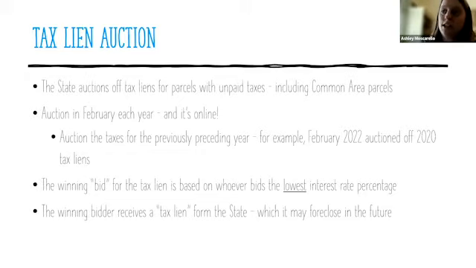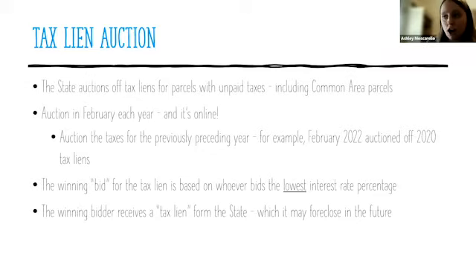And how it works is that they auction the taxes for the previously preceding year. So this February 2022, they auctioned off the 2020 tax liens for taxes that went unpaid in 2020. The reason that they didn't do 2021 is because the second half of the taxes are still owed, and like I mentioned, they won't be delinquent until May 1st of this year for 2021. So you're always a beat behind. It's almost like a 2-year offset, but that's how that works as far as what's being auctioned off.